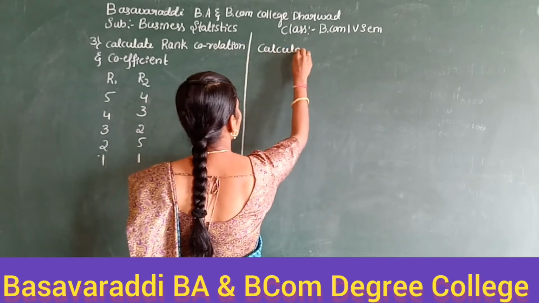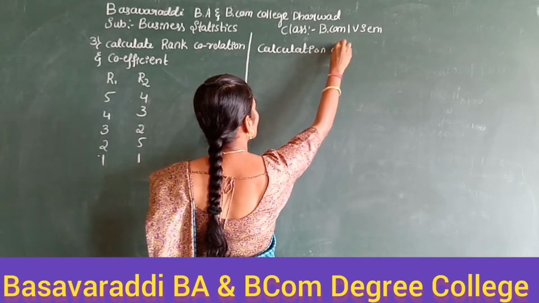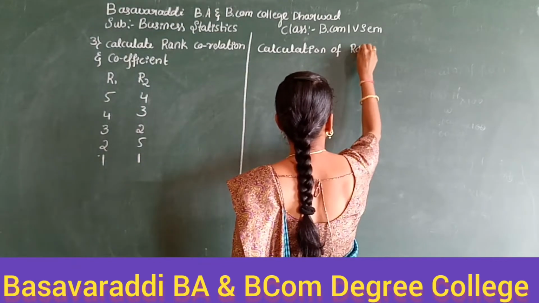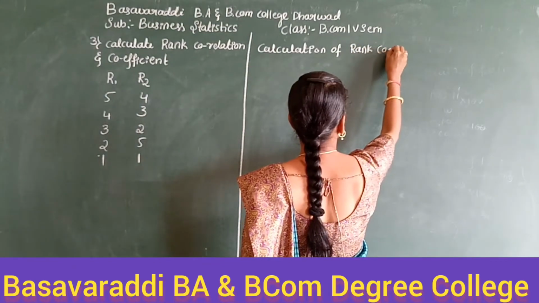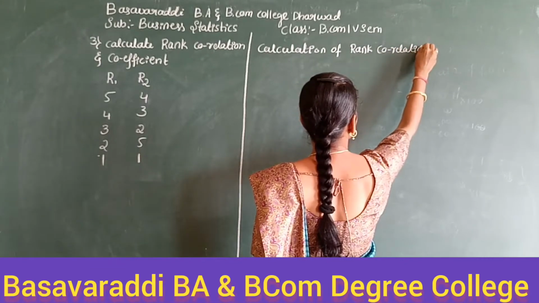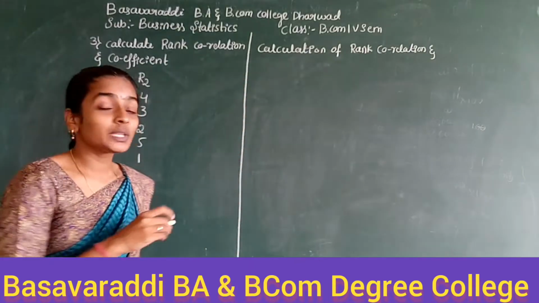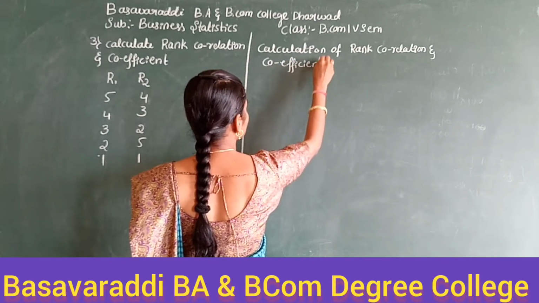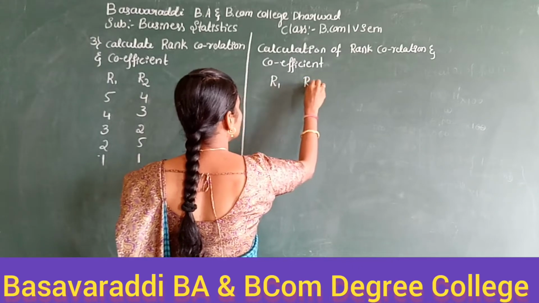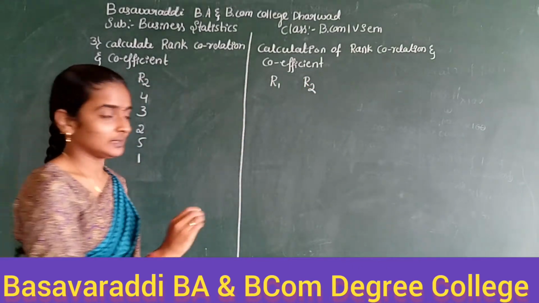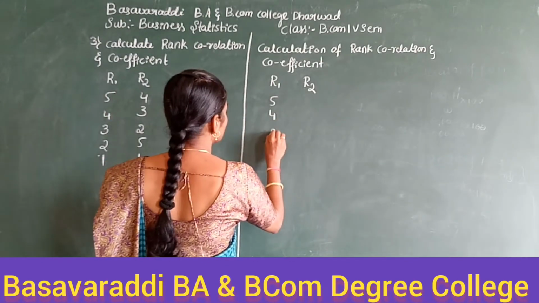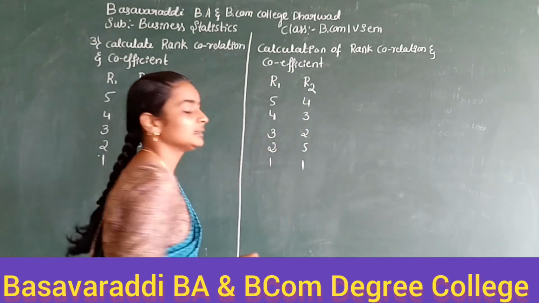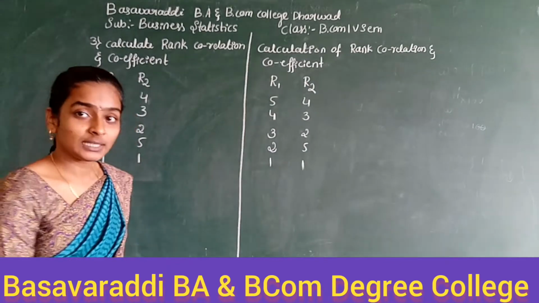Calculation of rank correlation coefficient. R1, R2 already they have given: 5, 4, 3, 2, 1, and 4, 3, 2, 5 and 1. Next we have to find out the D.